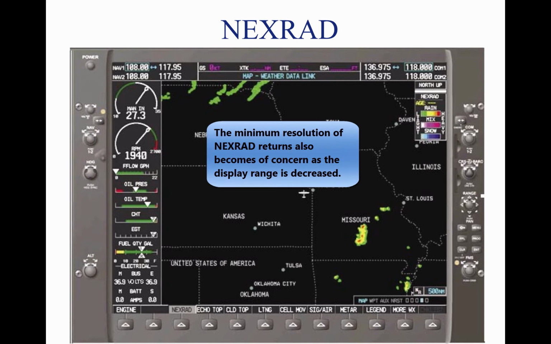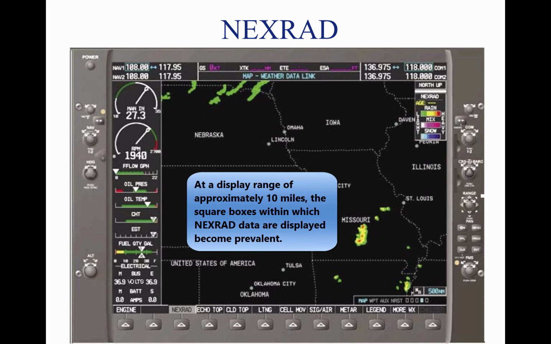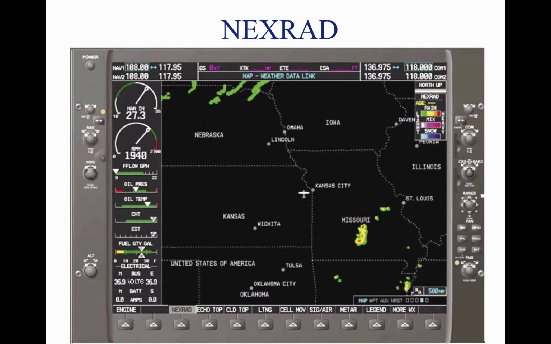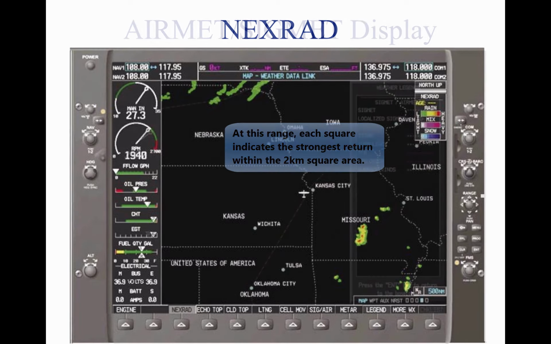Also, the resolution of the displayed data will pose additional concerns when the range is decreased. The minimum resolution for NEXRAD returns is 2 kilometers. This means that when the display range is zoomed in to approximately 10 miles, the individual square return boxes will be more prevalent. Each square will indicate the strongest display return within that 2-kilometer square area.